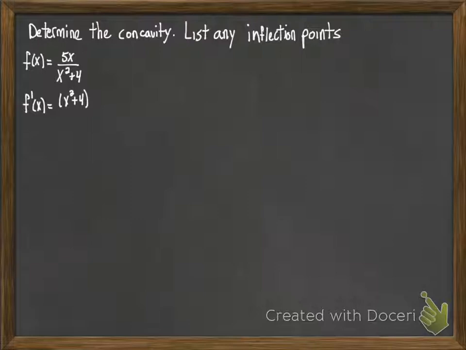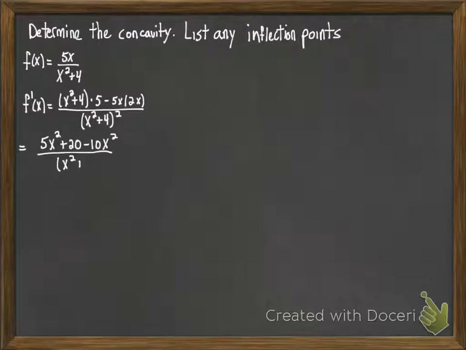So first we find our first derivative. That would be the bottom times the derivative of the top minus the top times the derivative of the bottom, all over the bottom squared. Now before we go forward trying to find the second derivative, let's do a little bit of simplifying. So we distribute the 5 through, get 5x squared plus 20, and 5x times the 2x, we get minus 10x squared. That's all over x squared plus 4 quantity squared.